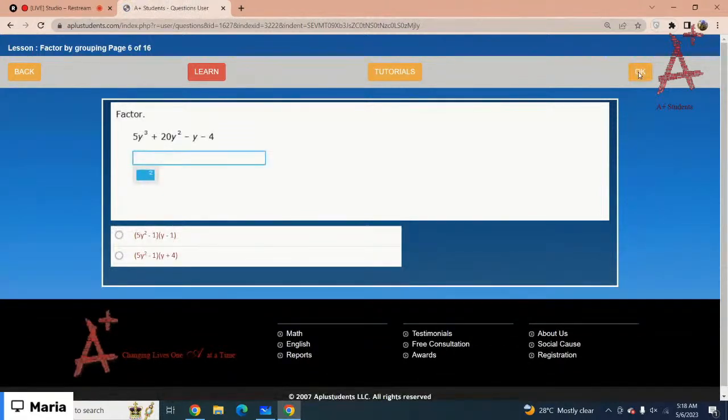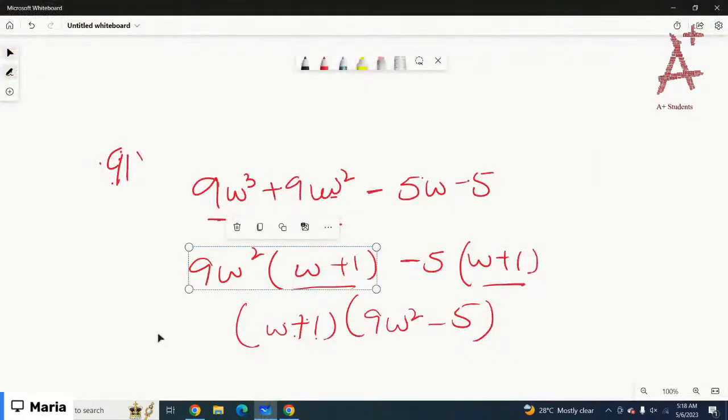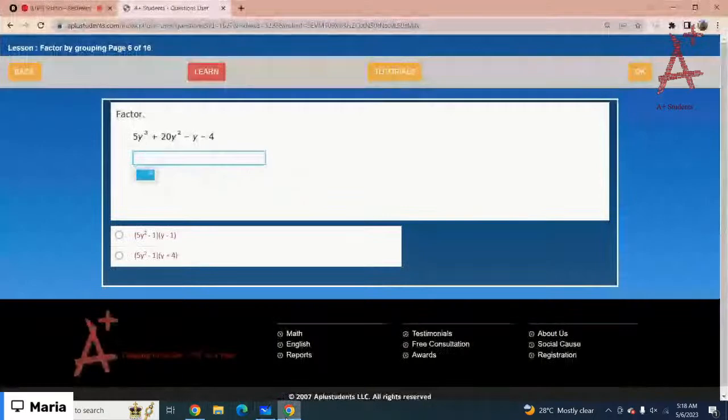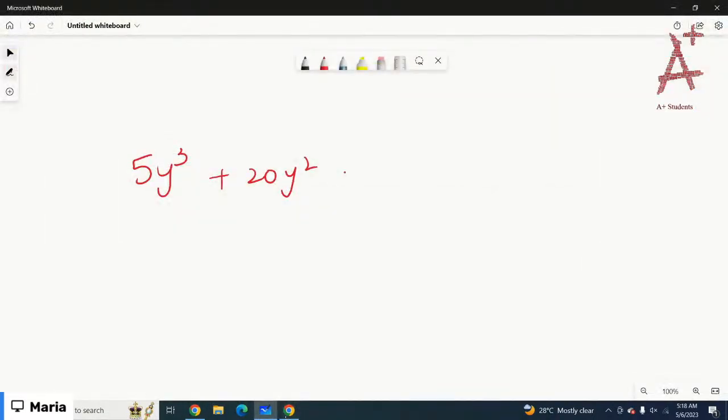Okay, the next one is 5y cubed plus 20y squared minus y minus 4. Let me just write it down on the board. 5y cubed plus 20y squared minus y minus 4.